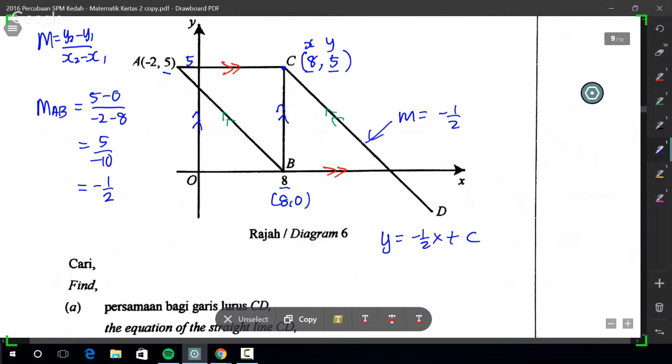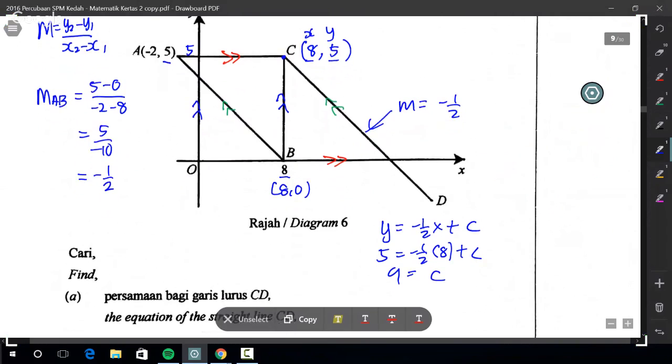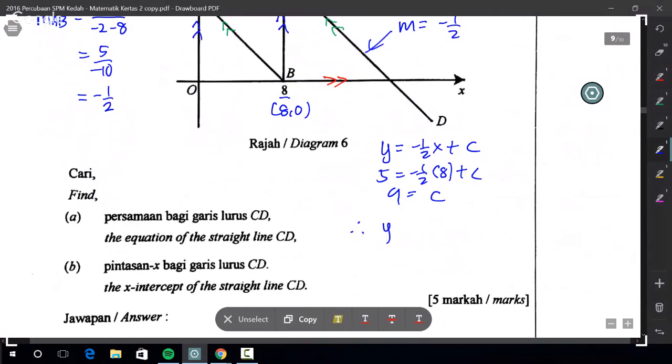Right, so my y is 5, my x is 8, plus c. So c basically is 9. So therefore, the equation of CD is y equals negative half x plus 9.